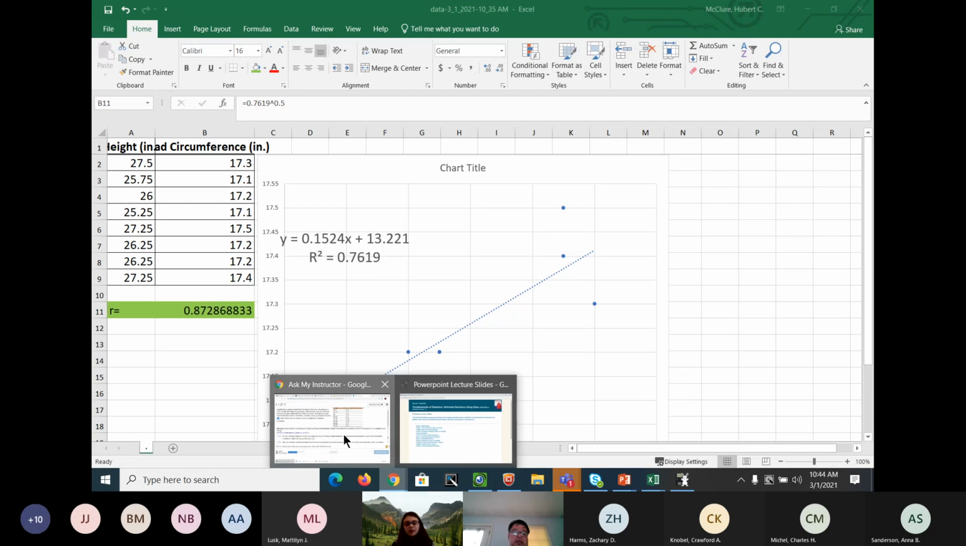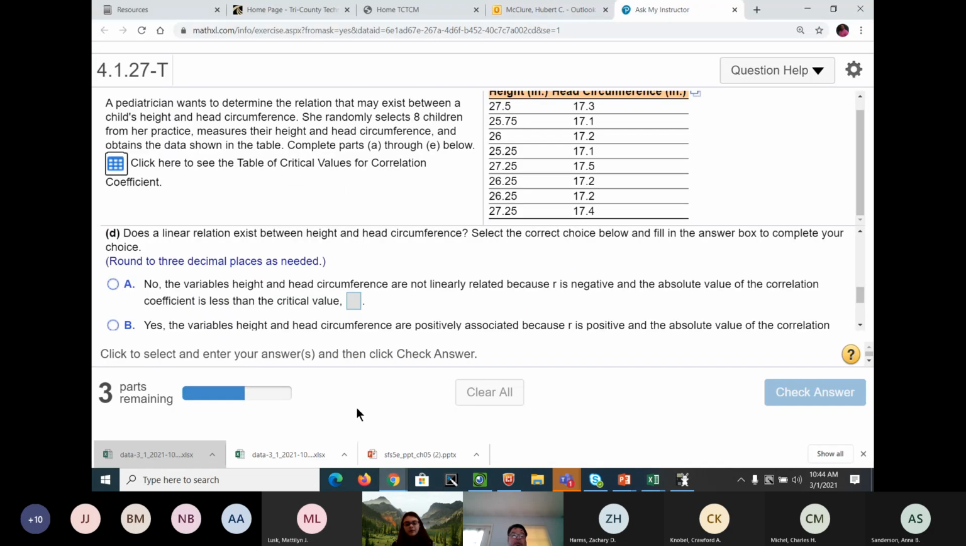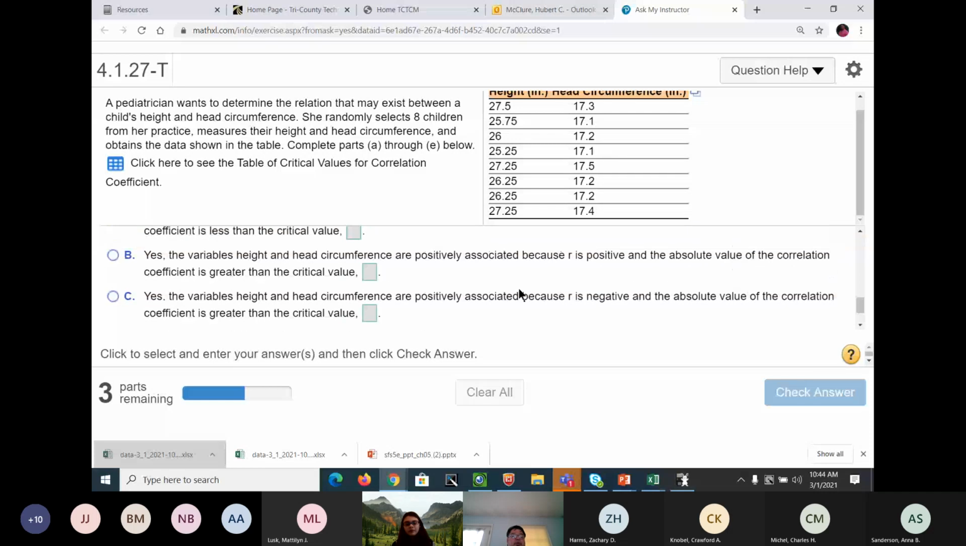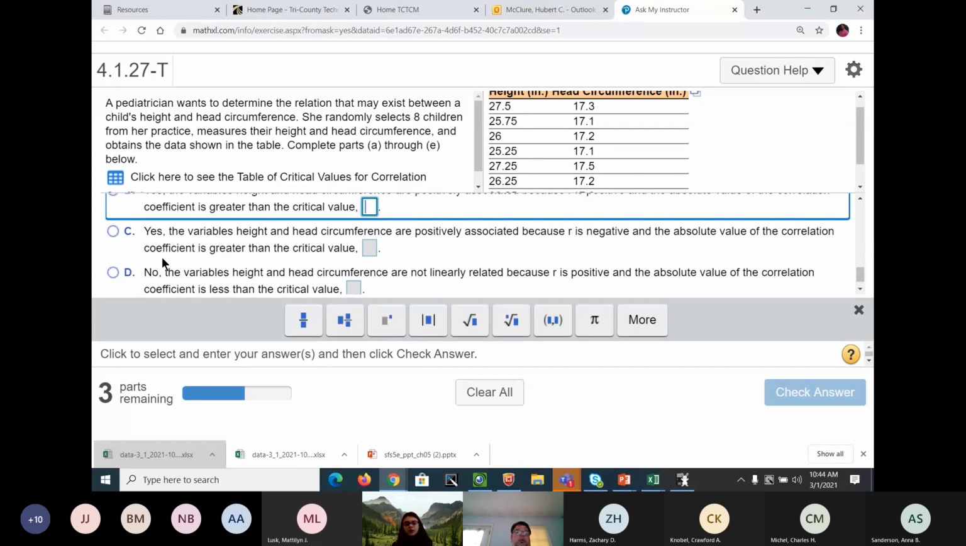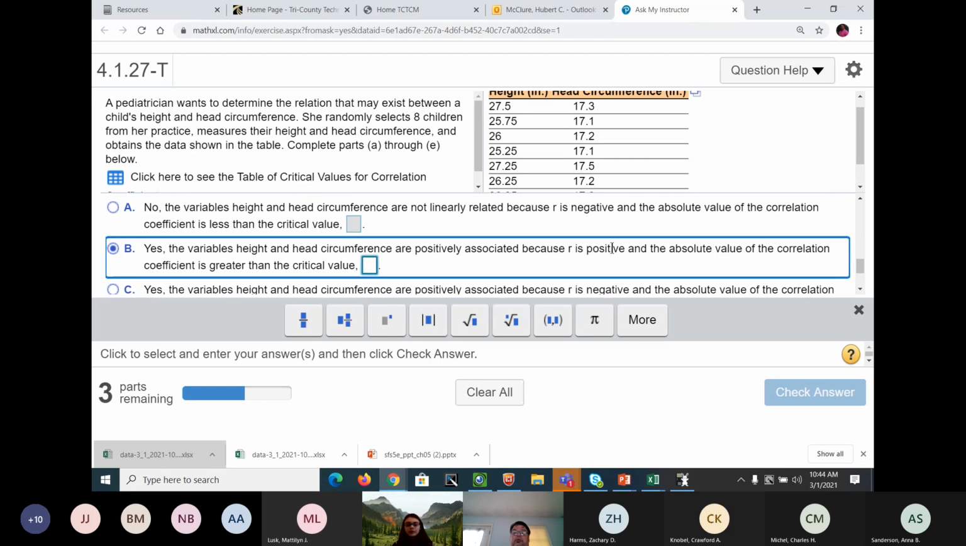So that's what you're going to say. Let's go back. If I could get this to show in the right, there we go. It's either Bravo or Charlie. So let's see. Is greater than the critical value, and the absolute value of the correlation coefficient is greater. I'm trying to read the question.